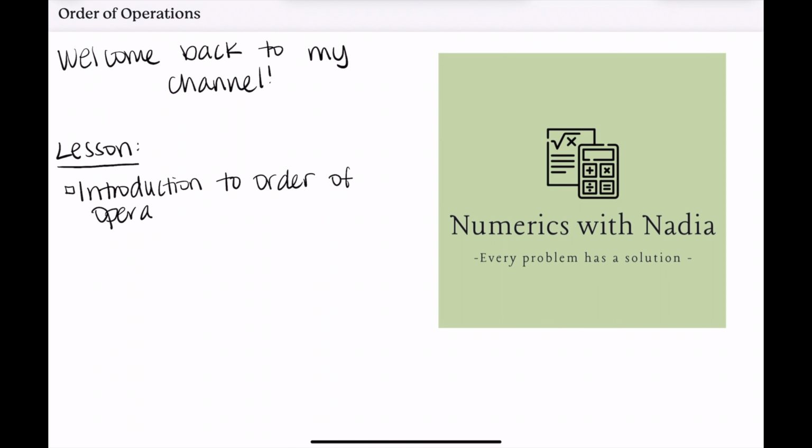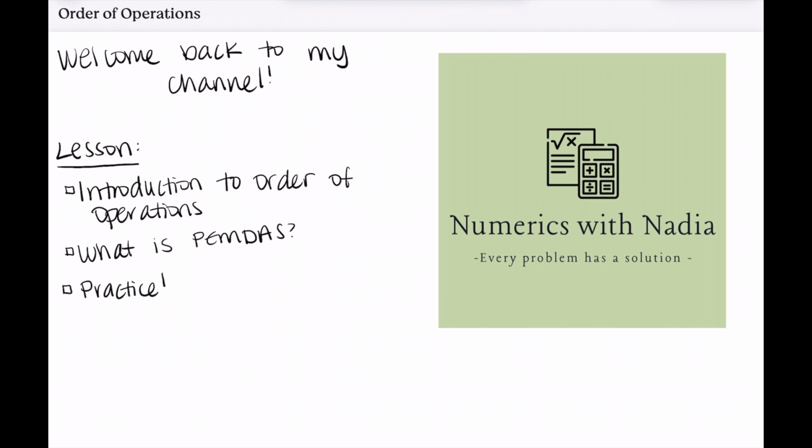First off, we're going to do an introduction to what the order of operations is, and then we're going to move into defining a very important term, and we're going to define what is PEMDAS. And then our third objective for today's lesson is just to practice what we learn after our two initial parts of the lesson. So to start off, let's just do an introduction to the order of operations. Let's see what it is and why we need it.